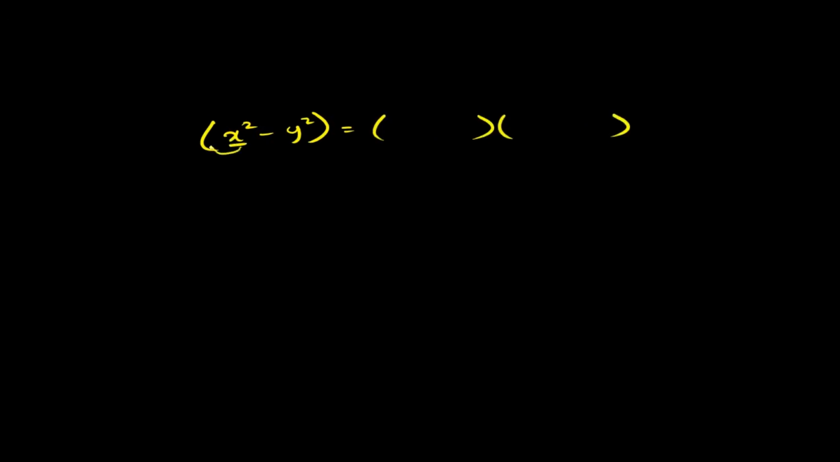The term which has the positive sign will be the positive value in both the brackets. You have to forget about the square and just write x here. The term x square having the plus value means x will be the plus value in both brackets. The term which has the negative sign will be negative in one bracket, positive in another bracket. So this is the pattern.